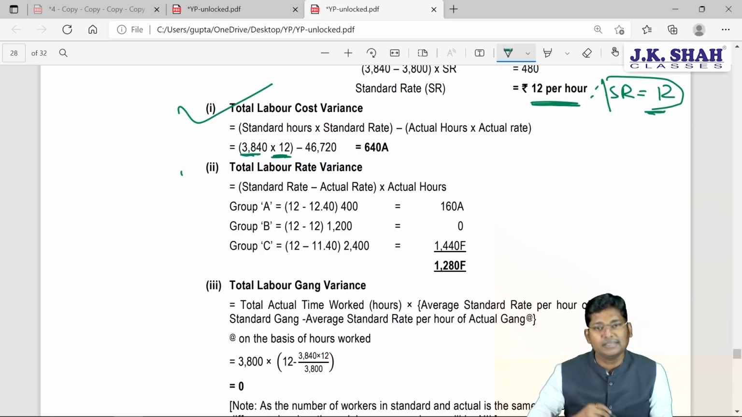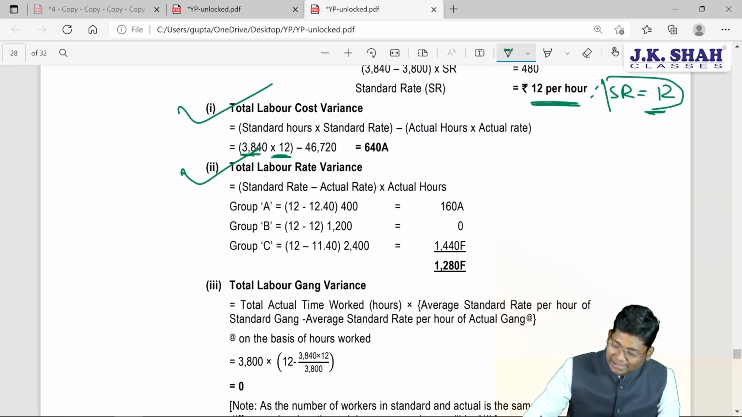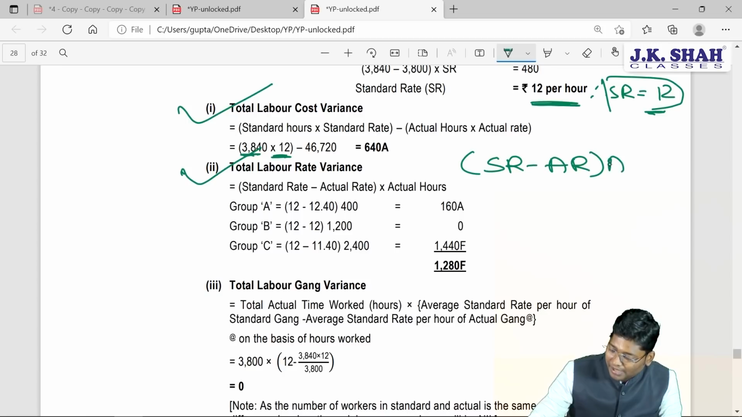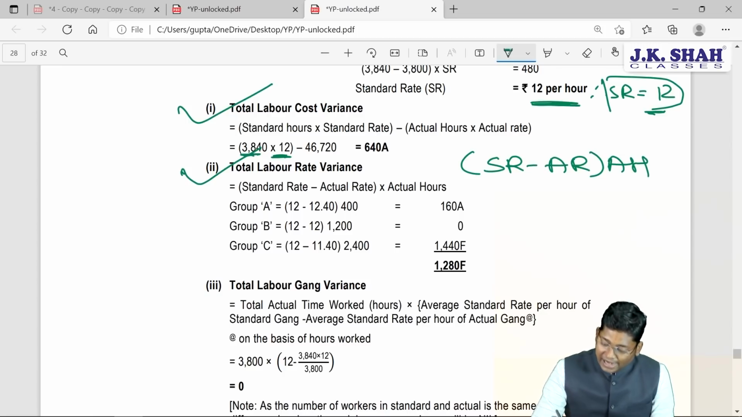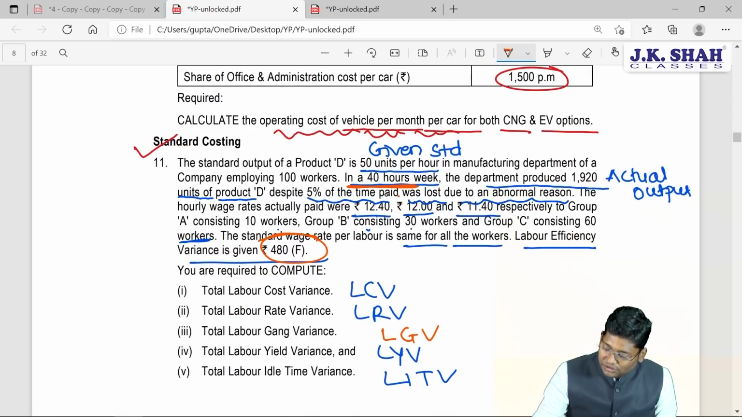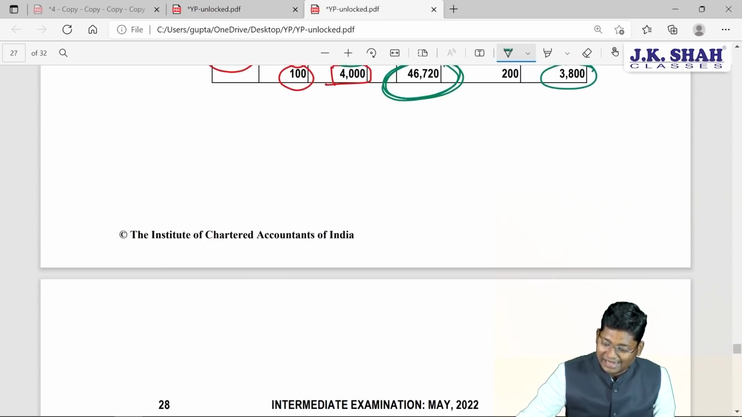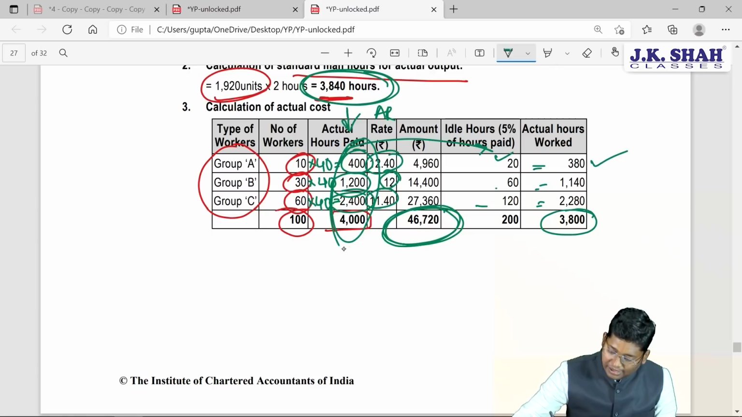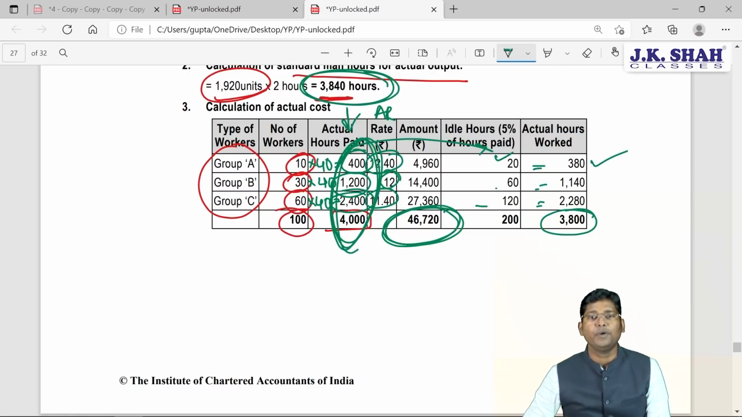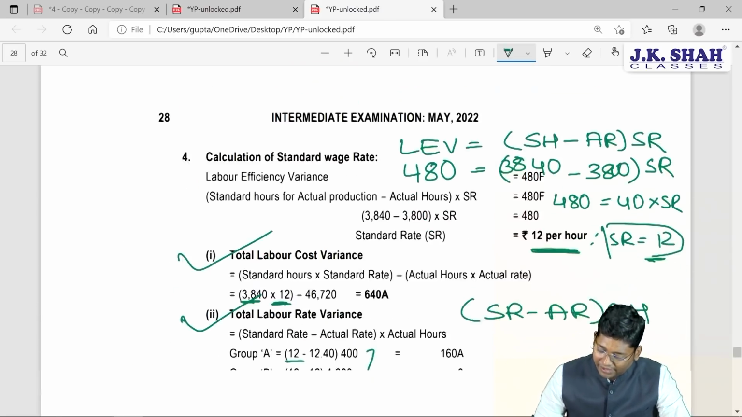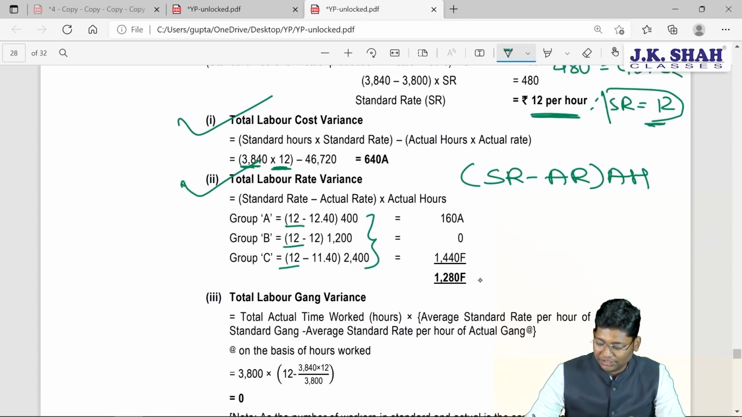Once labor cost variance is calculated, question is asking us to calculate labor rate variance, and labor rate variance is equal to standard rate minus actual rate multiplied by actual hours. Correct? No? Standard rate is 12, 12, 12. Actual rates are given in the question. You can check them. It is 12.40, 12 rupees and 11.40. You should multiply them with the actual hours before considering idle time. And before considering idle time, the actual hours which are given in the question are 400, 1200 and 2400. They have done the same calculation and they have computed the labor rate variance.